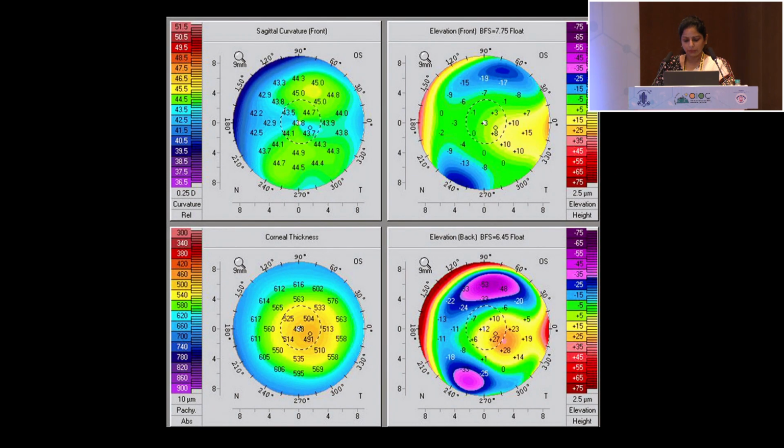So now coming to the other example, here you can see that there is a bow tie pattern present, and when you see the pachy map, there is some sort of thinning present. But when you see the anterior elevation, it looks normal, but the thinning which is present, the apical thinning, you can see the thinnest location is around 490, and the thinning corroborates exactly with the posterior elevation point. So this is not normal. These cases should not be taken for refractive surgery. These are high risk factors.